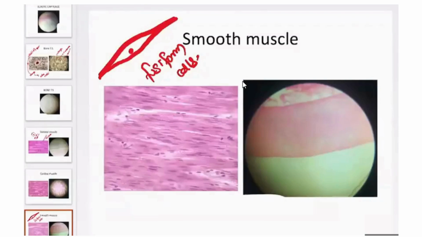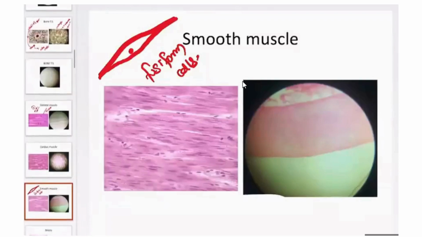So you will have 4 layers for the GIT. From inner to outer, the layers are mucosa, submucosa, muscularis, and serosa.